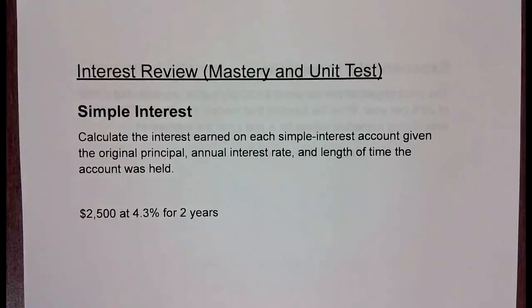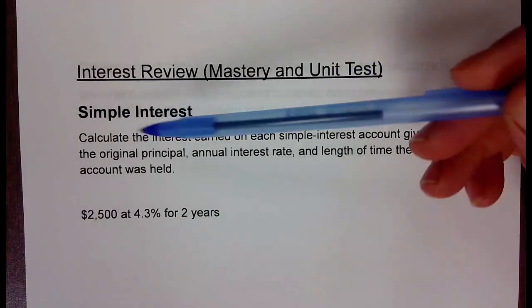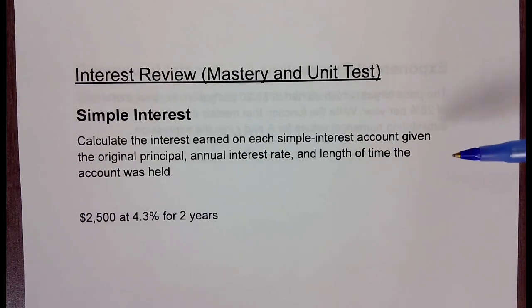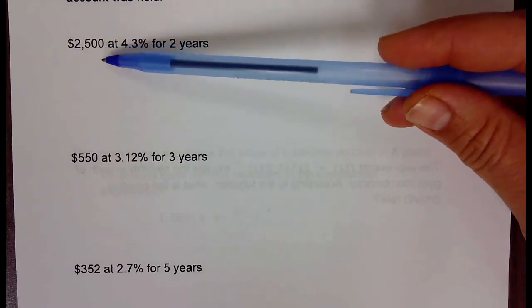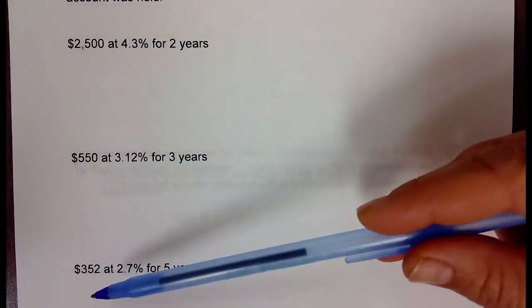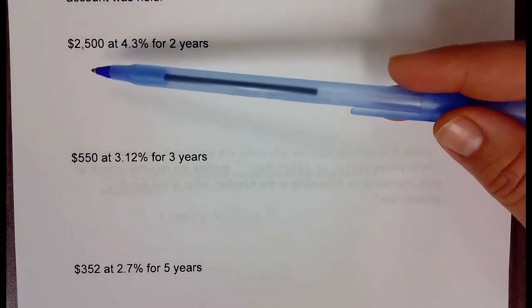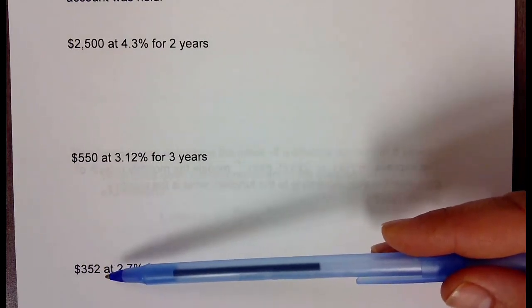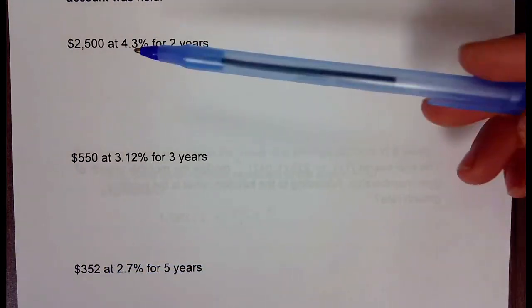So here in this problem, it's asking us to calculate the interest earned on each simple interest account, given the original principal, annual interest rate, and length of time the account was held. So here I have 3 different accounts with 3 different principals, and principal is the amount of money that you started with. That's the original principal. $2,500, $550, $352.